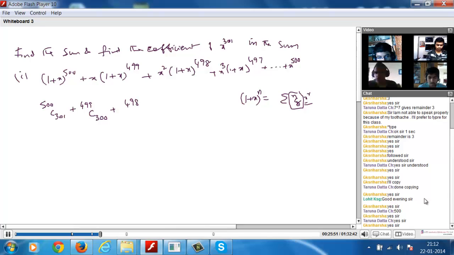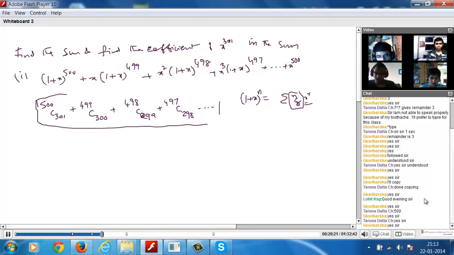So in the first it is 500c301. In the second 499c300, because x is getting multiplied each term. In the next 498c299, 497c298. Like this it will continue. Last one will be 1, because x to the power 301 into 1 plus x whole to the power whatever remains. So there you are going to get 1. So this is basically the coefficient of x to the power 301.